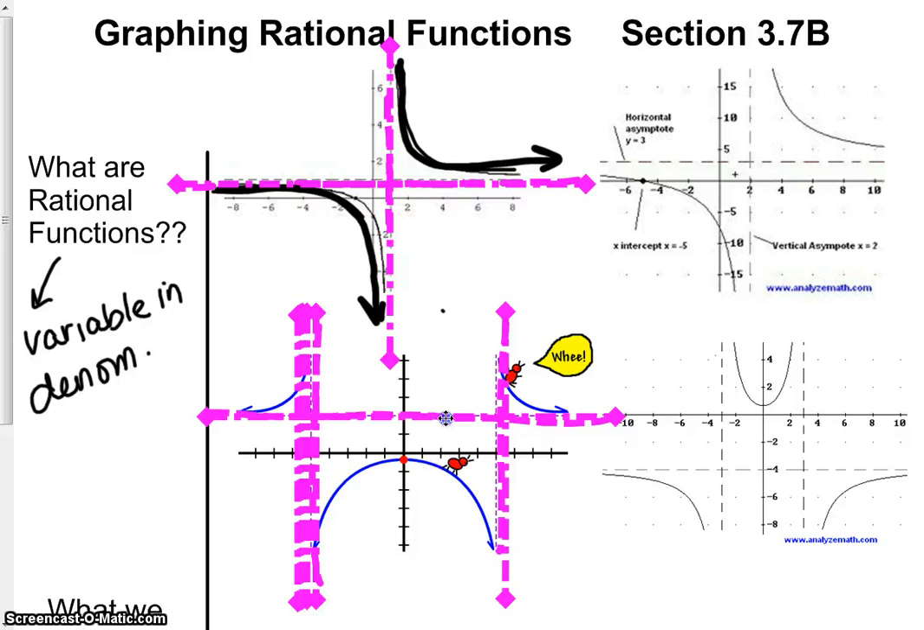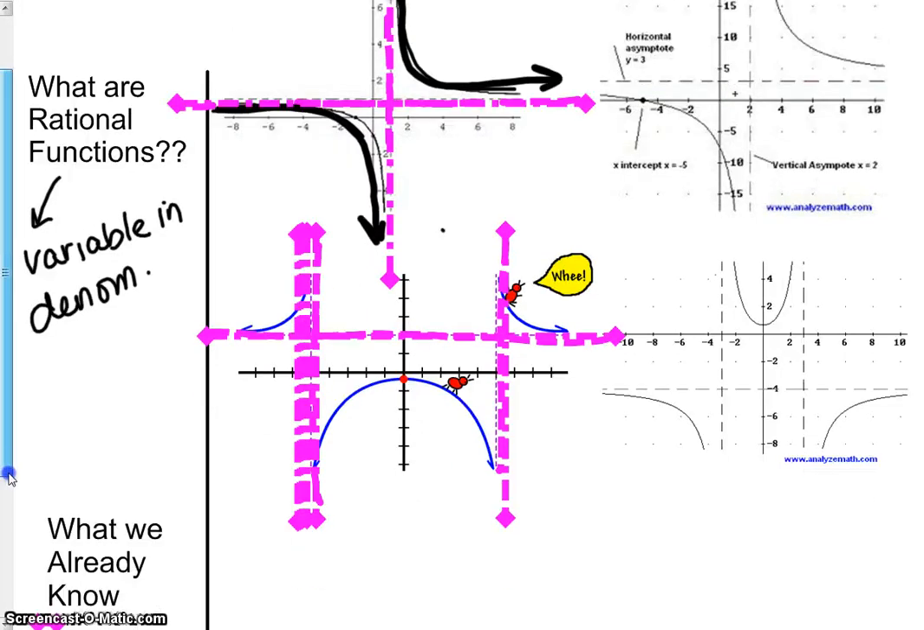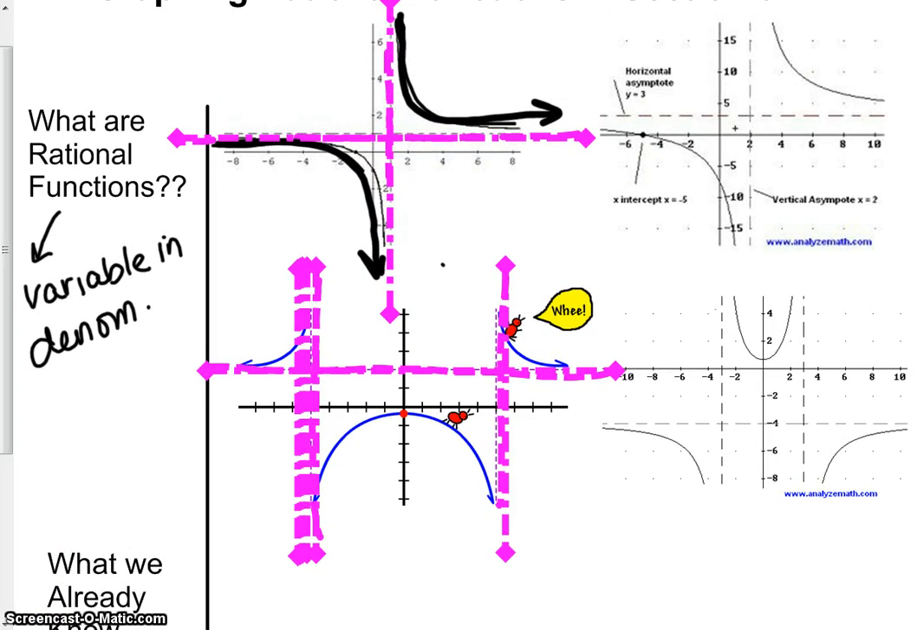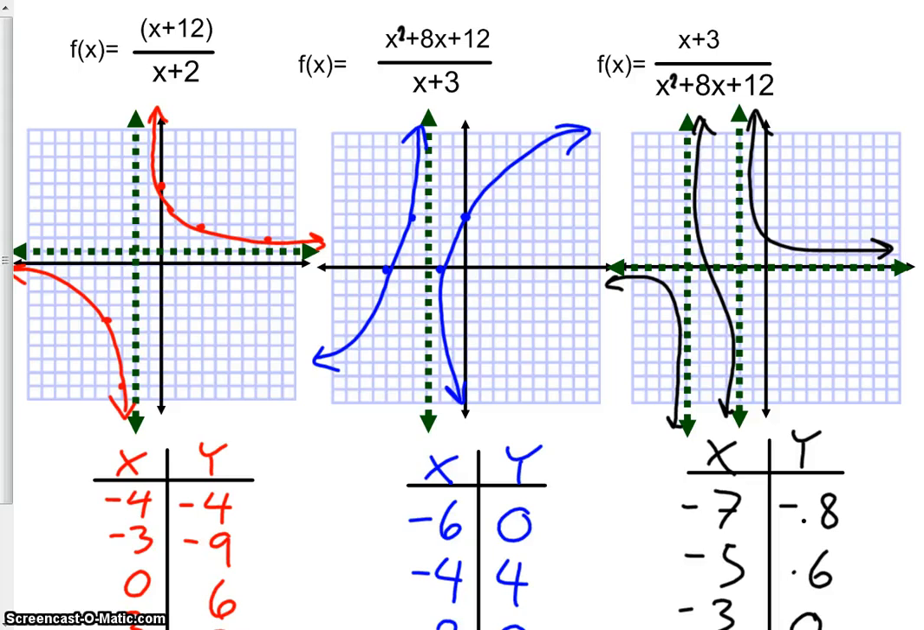I have some different pictures of some different vertical asymptotes. We already know how to do it when we don't have a variable in the denominator. This is what we do when we have a variable. What do we know about vertical asymptotes, which go up and down, and horizontal asymptotes, left and right? Here is my vertical asymptote, and this is my horizontal asymptote.